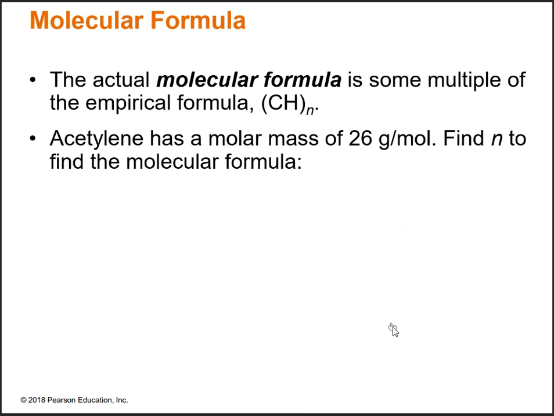So we got our empirical formula CH. But the molecular formula tells you exactly how many carbons and how many hydrogens you have in a compound. You can get this information as long as you have the molar mass of the compound you're interested in. Acetylene has a molar mass of 26 grams per mole. Now I'm just curious. I'm going to see if I can write something. This still looks kind of bad. So I'm still going to stick with typing.